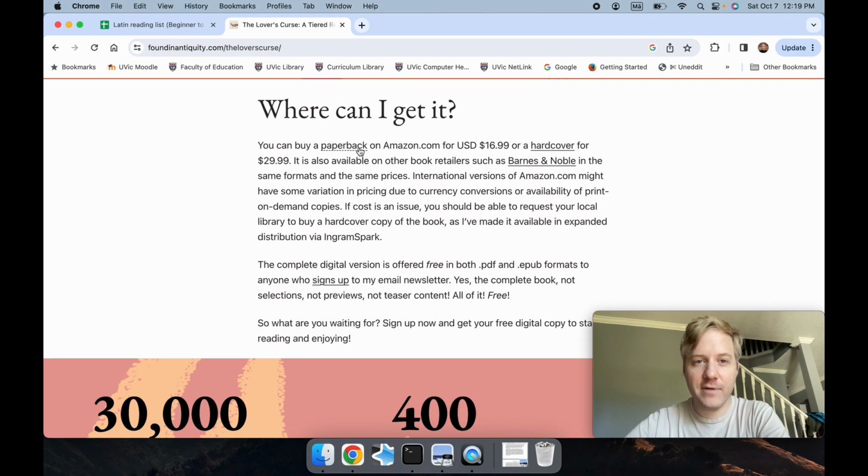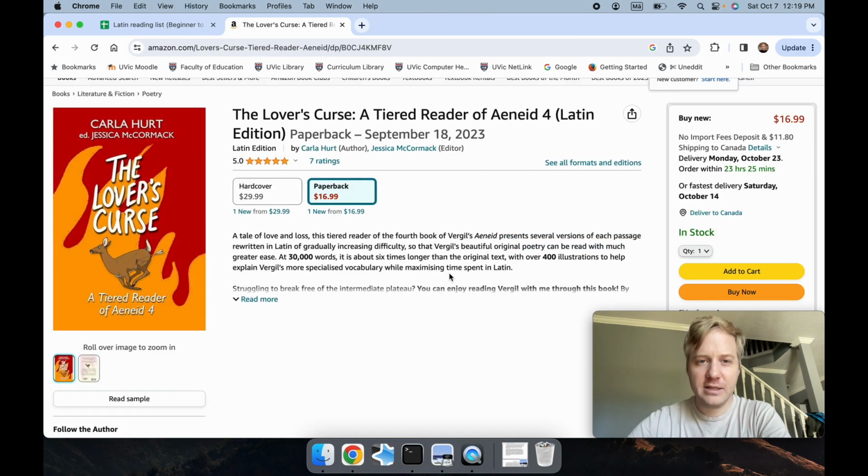I did actually buy a physical copy of the book. It's not that expensive, and I don't have it here, unfortunately. I left it in another building, so I can't show it as a prop, but I swear I did buy it, and it is 100% worth the money, especially in terms of dollar per word. There are approximately 30,000 words in this reader, a mixture of the original Aeneid and all these tiers. And for $16.99, that's a very, very good deal.